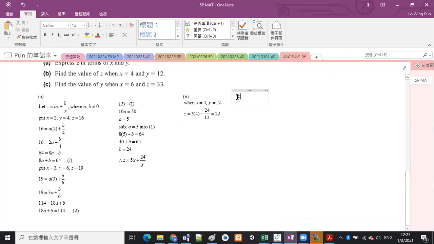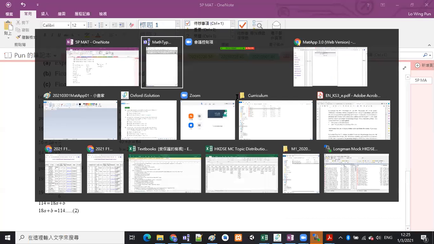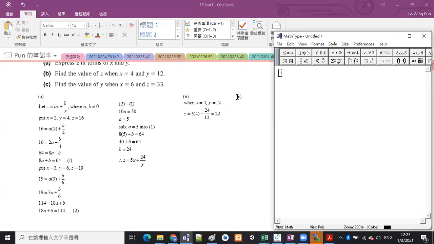And then part C. Find the value of Y when X is 6 and Z is 33. Again, when X is 6 and Z is 33, we just put them into the correct position. 33 is equal to 5X, 5 times 6, plus 24 over Y. So just be very careful about this. So just do the calculation on 5 times 6 to be 30.